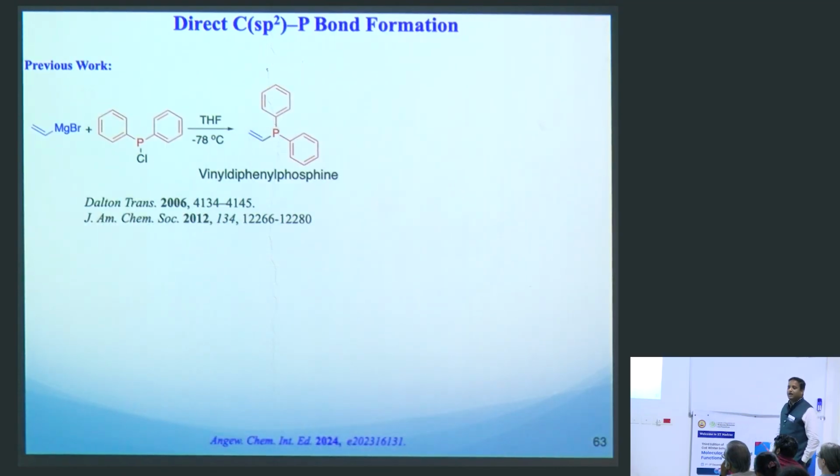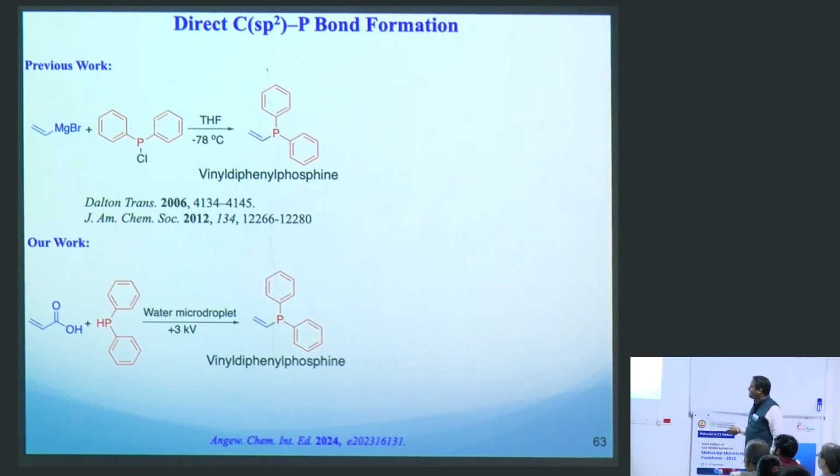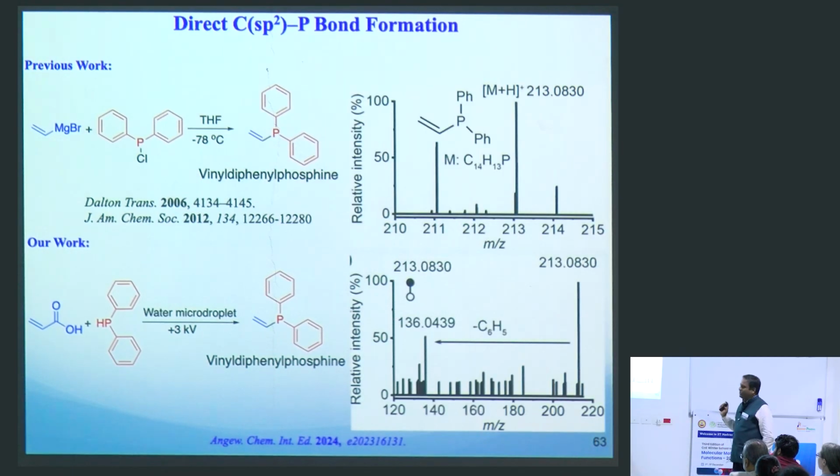Further we have extended to the carbon-phosphorus bond. If you look in the literature, carbon-phosphorus bond formation using Grignard conditions was done at very low temperature, minus 78 degrees Celsius. Doing Grignard with vinyl systems is challenging. But by using the micro droplet, just water and applying a slight voltage, taking these two starting materials, here this phosphine is not activated, we are able to get the carbon-phosphorus bond formation product. Those products we are able to identify by using the mass spec, and tandem mass clearly tells the product formation.